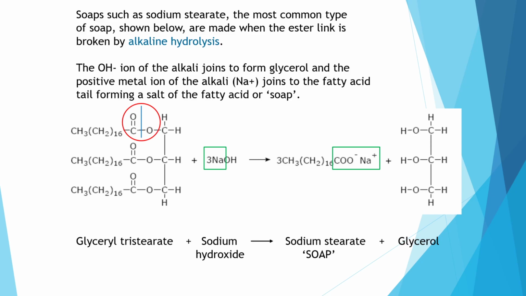In the hydrolysis of the fat or oil, the H of the NaOH in this case joins on to the O to form your glycerol. What's therefore left behind are 3 NaO negative ions. They can then attach themselves to the C double bond O, forming our fatty acid salt, which we give the name soap.